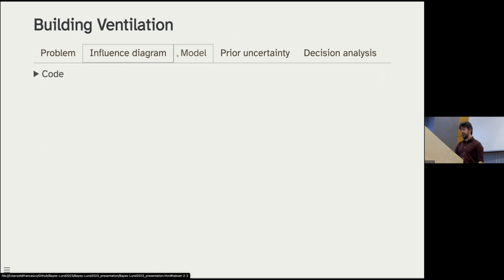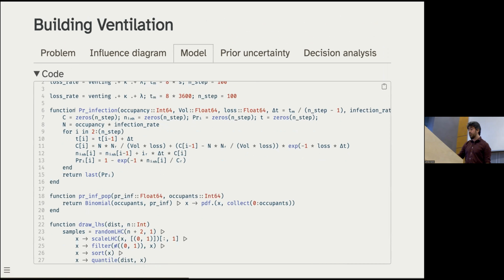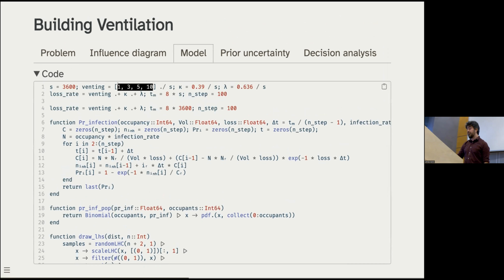There's a model for this that comes from Airborne, Cambridge, and there's a link to the paper in the slides, and I'll make the slides available. But we're calculating the probability of infection for an office with some known occupancy, known volume of the space, and an equivalent number of air changes per hour, which is our ventilation rate.